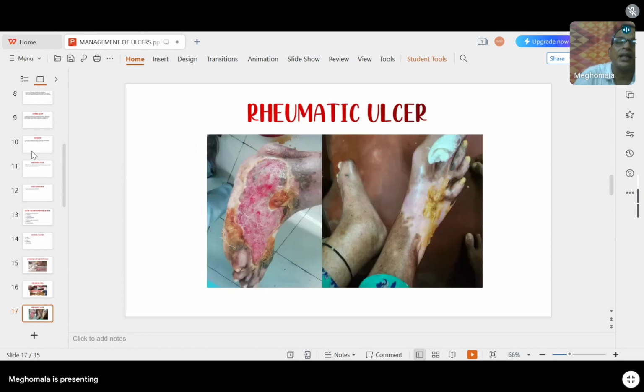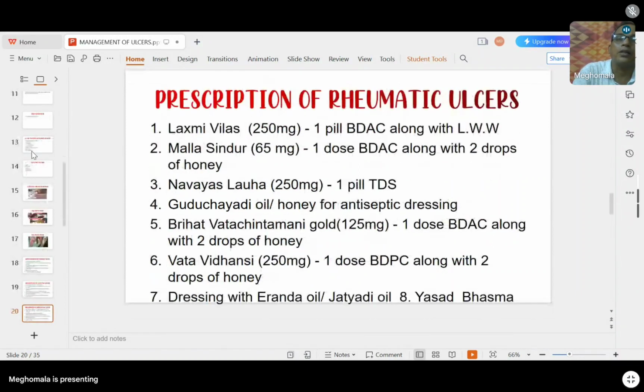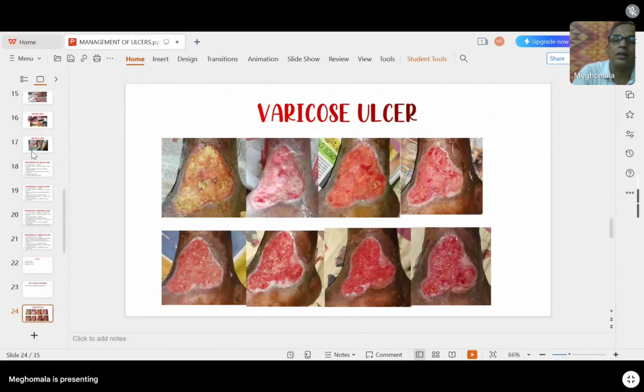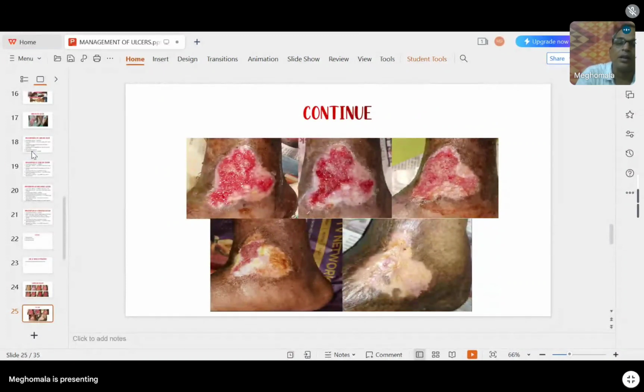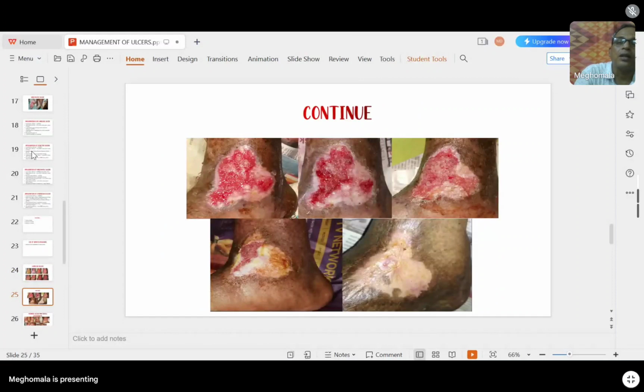Okay. Then another thing, it's a rheumatic ulcer, as I told in the last class also. This is the rheumatic ulcer, and this is the healed part. Later I will discuss the prescriptions. This is a varicose ulcer. Ultimately it heals. I hope you have understood. You are seeing the progress of the wound, and ultimately it heals.